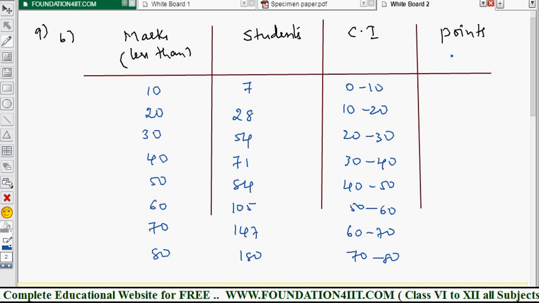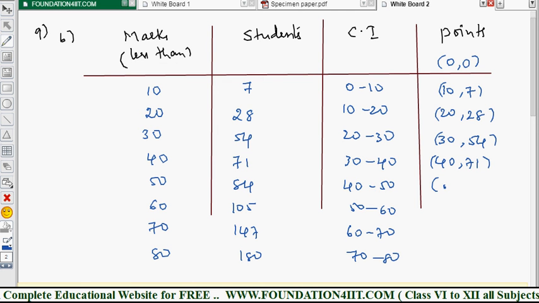Now the points: first is 0 comma 0 because the number is starting with 0. Then 10 comma 7, because less than cumulative frequency is given. That means you take the upper boundary. So 10 comma 7 and 20 comma 28. Since we are doing a less than OG, you take the upper limit values. Next, the upper limit is 30 and 54. Then similarly 40 comma 71.